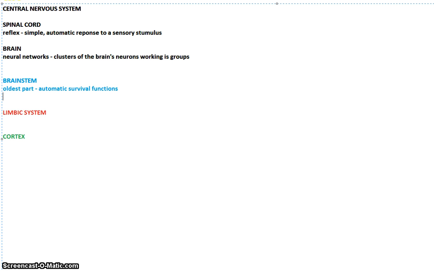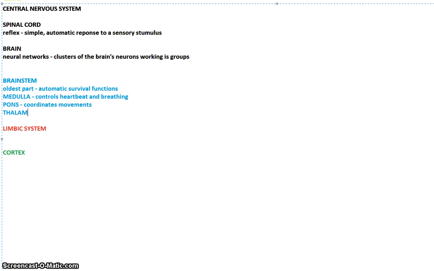And so there's a few components. One is the medulla. The medulla controls your heartbeat and breathing. You also need to know pons. The pons coordinates movements. It's also connected with sleep.